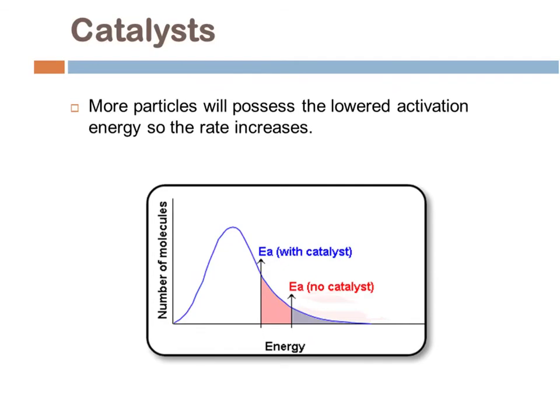If we're looking at our distribution curve then, without a catalyst, we're going to have an activation energy that's higher. With a catalyst, the activation energy is lower. So the area under the curve, or the number of molecules that possess that activation energy with a catalyst, is greater than without a catalyst.